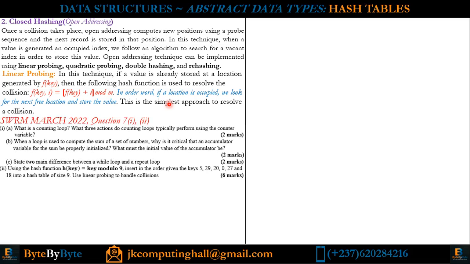Let us understand this by solving a question. The Southwest Regional Mock 2022, question 7, sub 1 and sub 2. The first one is bringing us back to algorithms, whereby we are asked to define a counting loop, given the three actions that a counting loop performs using the counter variable. And the B part, which is very interesting, says when a loop is used to compute the sum of a set of numbers, why is it critical that an accumulator variable for the sum be properly initialized? What must the initial value of the accumulator be?